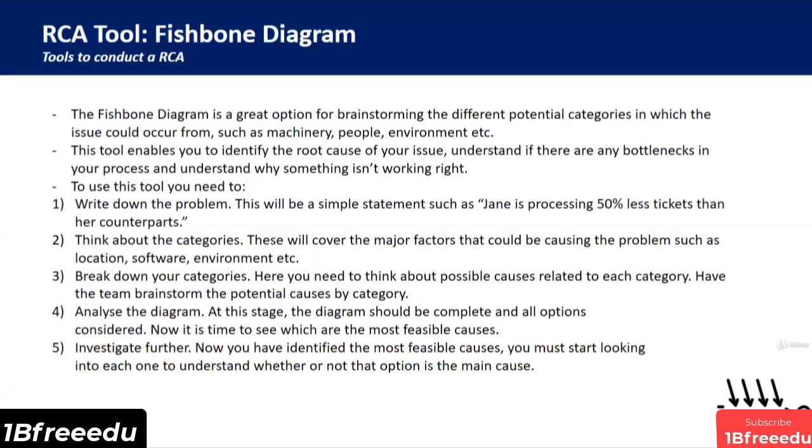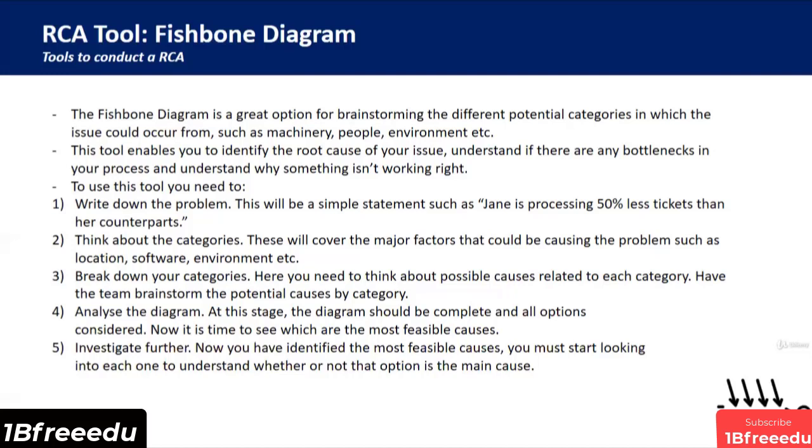You then want to investigate them further. So now you've identified the most feasible causes, you must start looking into each one to understand whether or not that option is the main cause. Now, of course, if you've identified 30, 40, 50 potential causes, they're not all going to be causes of that particular issue. Or if they are, they're going to have very different impacts. Some might have very, very small impact, some much bigger. We want to target those things that have the biggest impact.